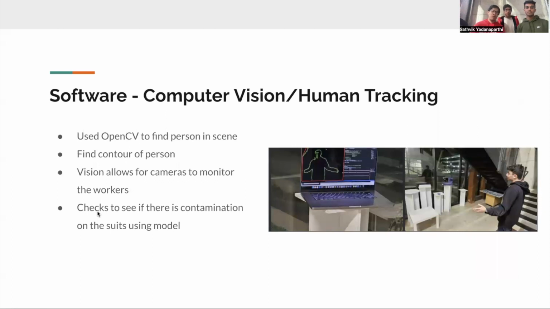For the computer vision, we chose to use OpenCV to help us accomplish the vision part of this project. We first need to detect where the person in the scene is. Once we find the employee, we scan every part of the employee and take those images from the video and pass them into the model to determine whether or not there's a contaminant on that part of the body.